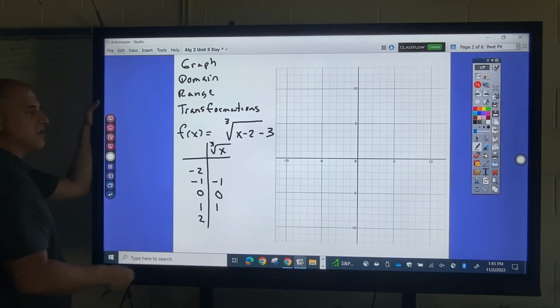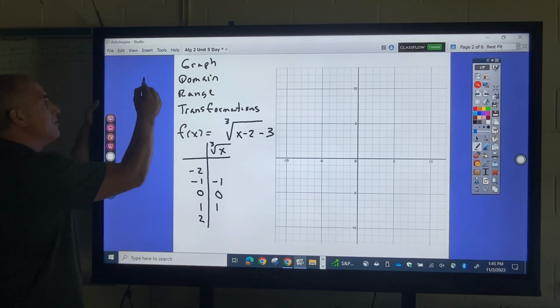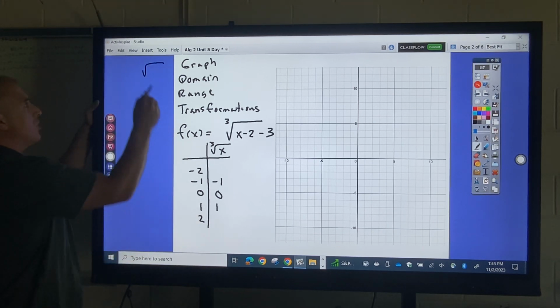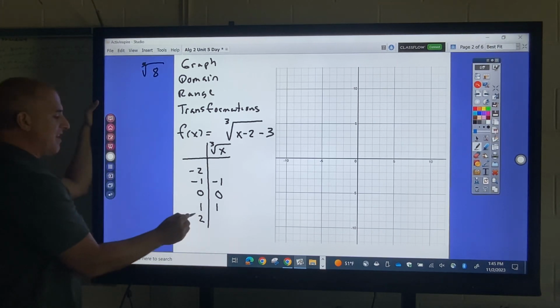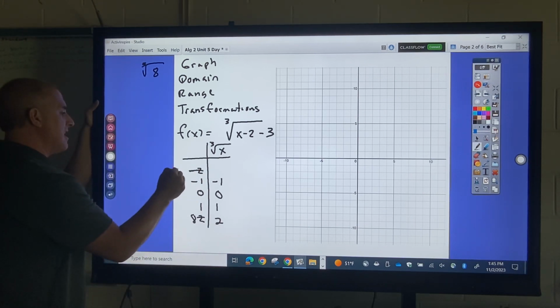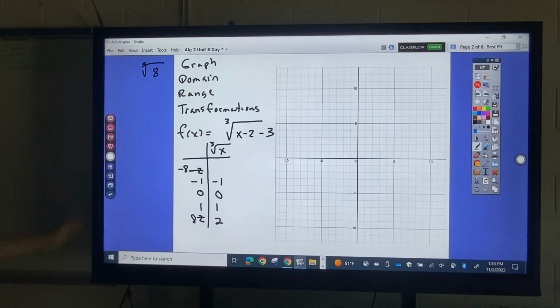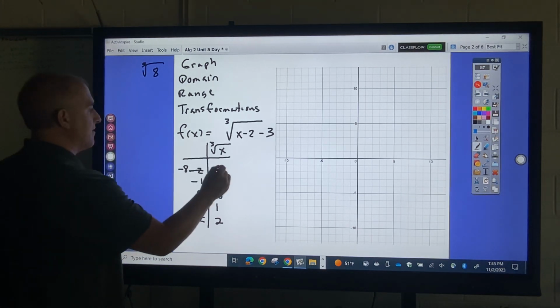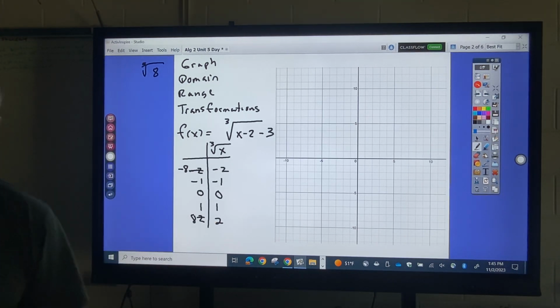Now, these values, if you think about it, the cube root of this isn't good, but the next one, the cube root of 8 would be 2. And the same thing here. This would be negative 8. So we're going to use that, and that's going to be negative 2. That's going to be my starting values.